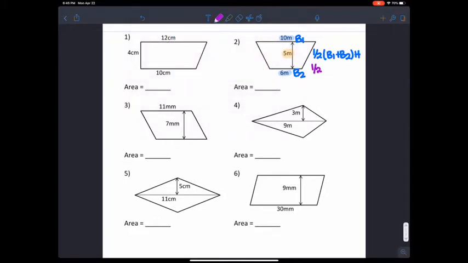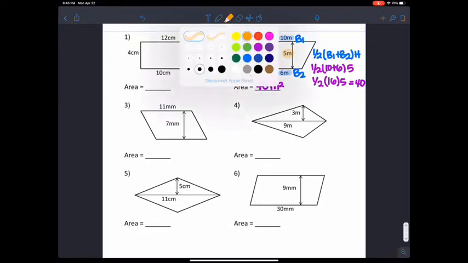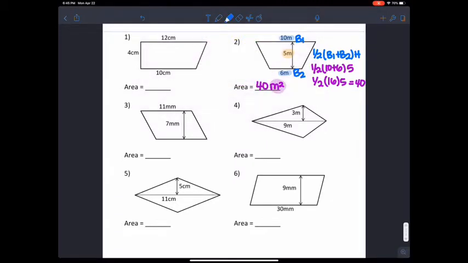So it's 1/2 times 10 plus 6 times 5, which gives us 16 times 5 times 1/2, which equals 40. So the answer is 40 meters squared. And make sure that you always write meters squared because we are talking about area.